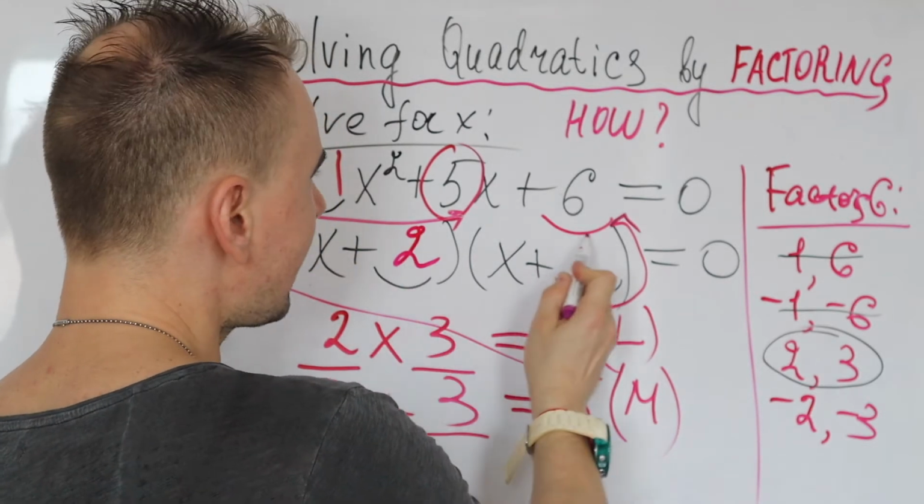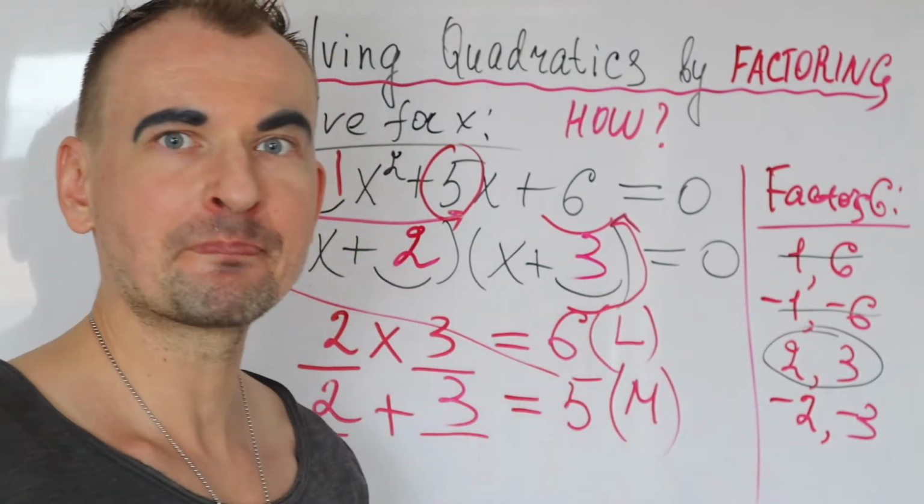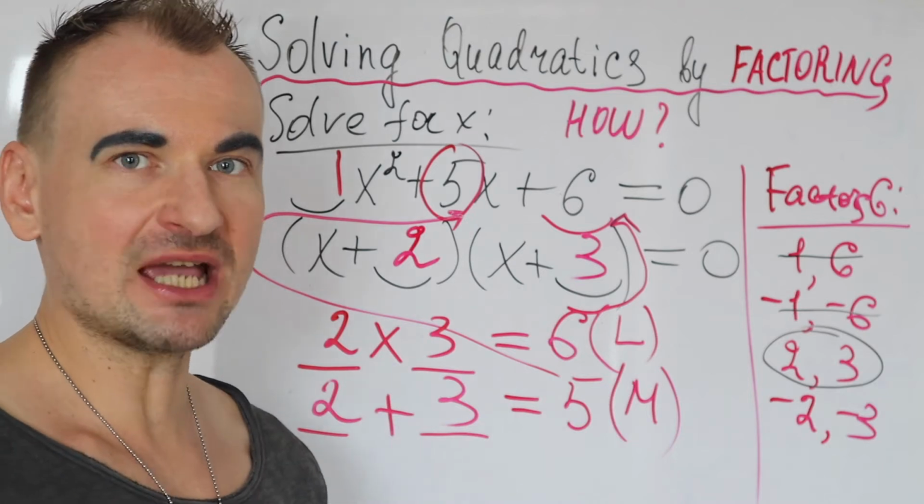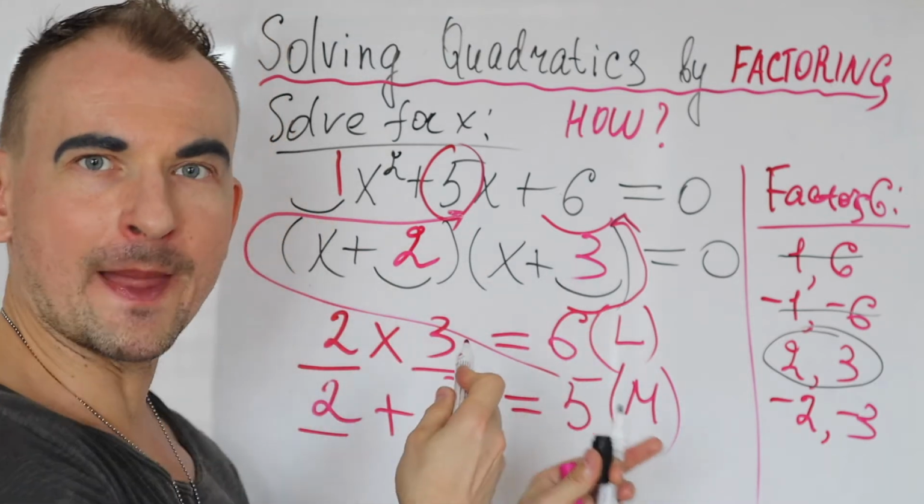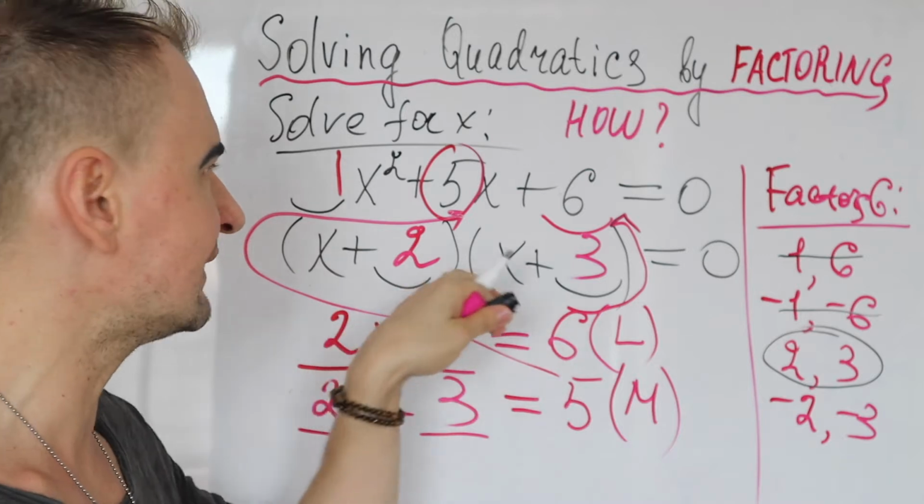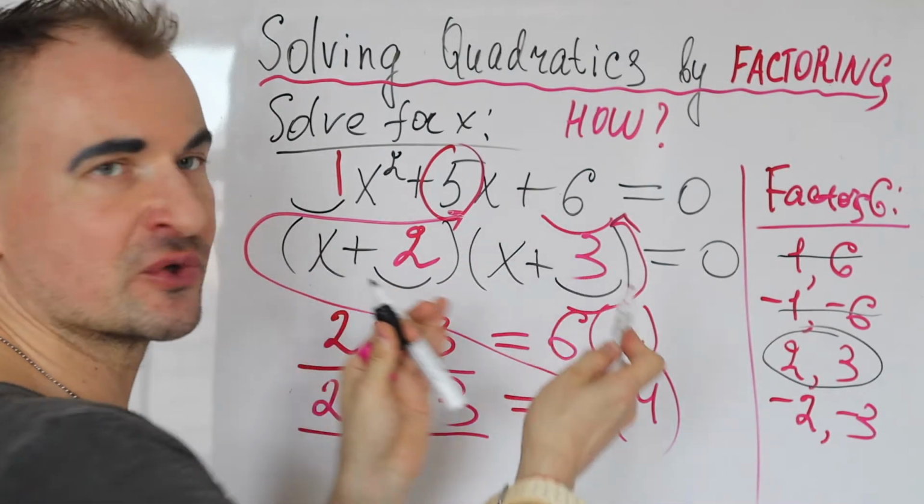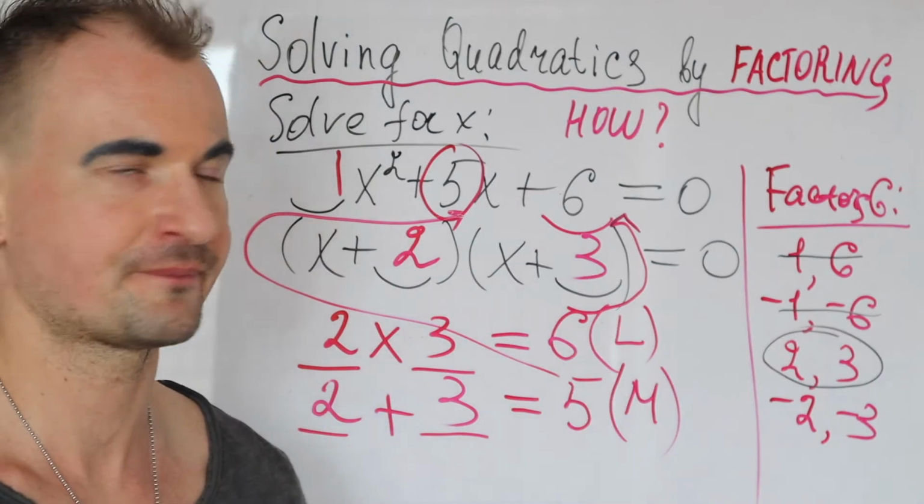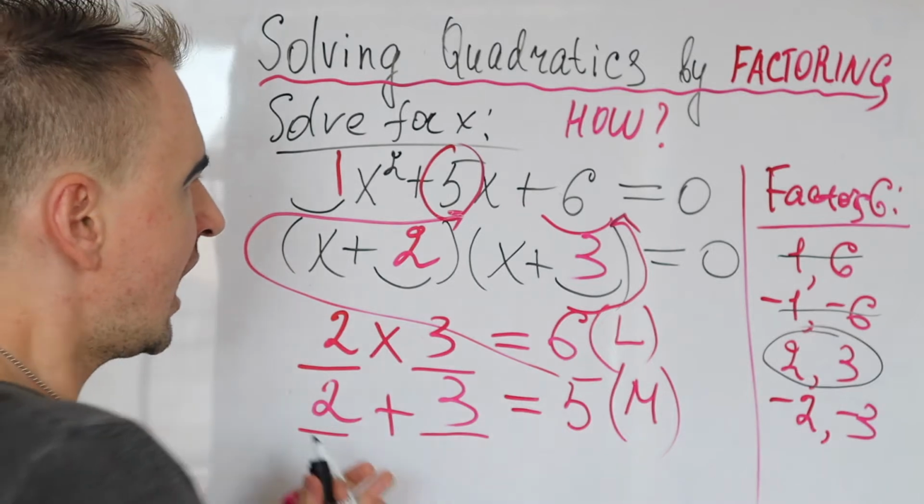So 2 goes here, 3 goes there. By the way, it's kind of a side note, you can flip the order. Order wouldn't matter in this case. You could write either 3 here and 2 there. You can switch them. Not a big deal.